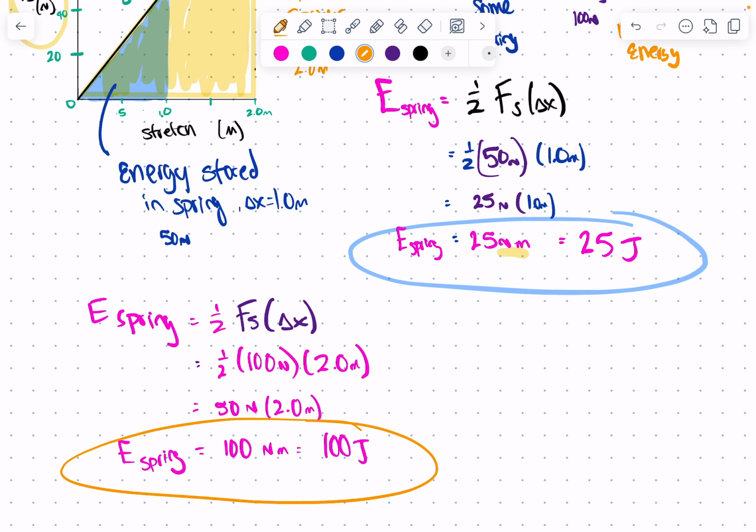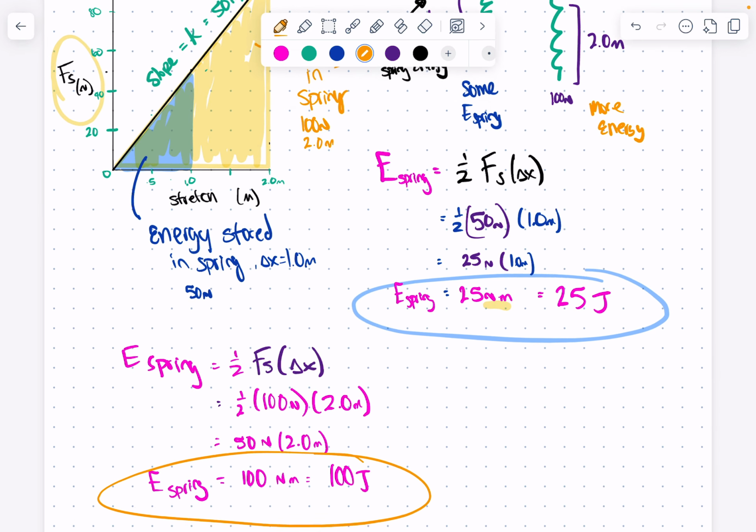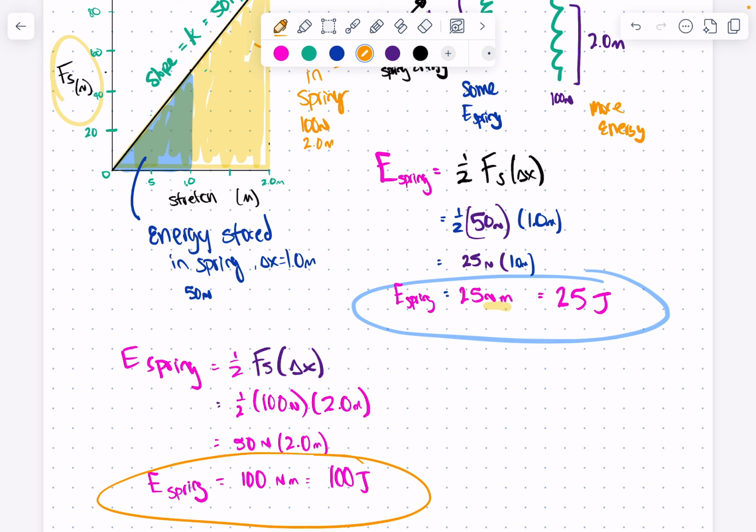So, stretching the spring twice as far with twice as much force ends up putting 4 times the amount of energy. Twice as much force, twice the distance gives us 4 times the energy in the spring. And that actually makes sense if you look at these areas, right? This area here is going to be 1/4 of this bigger area. We can make this into triangles and see 1, 2, 3, 4. So stretching it twice as far will give us 4 times the energy.